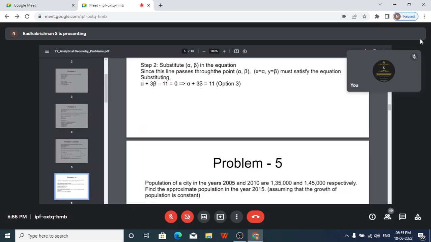Since 2 points are given, in 2005 the population is 1,35,000 and in 2010 the population is 1,45,000. You take the x-axis as the year and the y-axis as the population. Sir, answer 1,55,000, sir. Okay, so there are 2 points given. Using the 2 points, we can determine the equation and get the population in 2015 by substituting x equal to 2015.